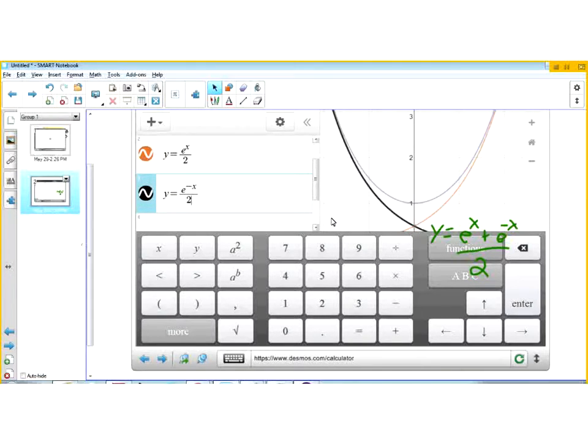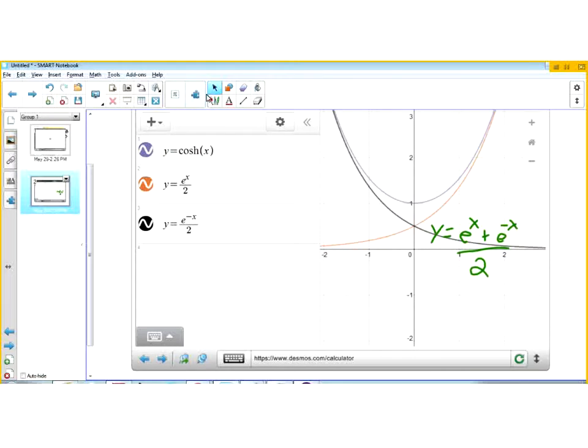Okay, there we go. Let's take a look and see what we have here. If we sum the orange and the black curves together, we'll get the purple curve. For instance, right here, the orange and the black curves intersect at the point (0, 0.5). So if we sum 0.5 plus 0.5, we'll get the vertex of the hyperbolic cosine function, which is (0, 1). So there's the hyperbolic cosine function, a rather peculiar function.